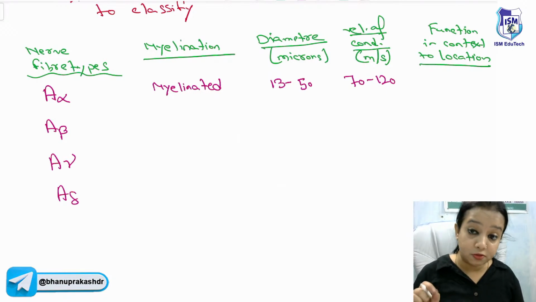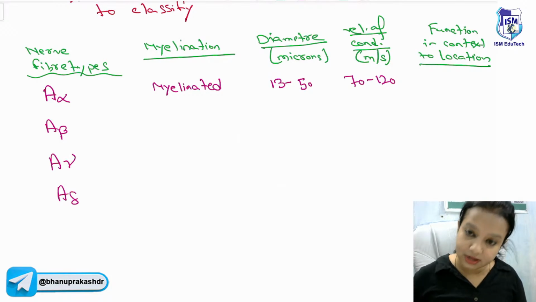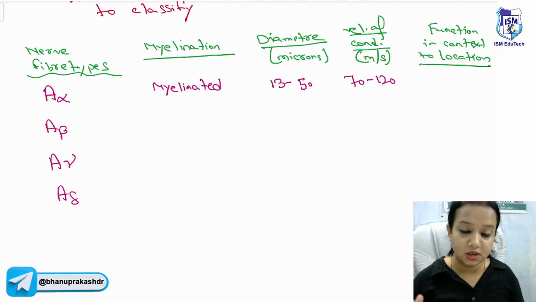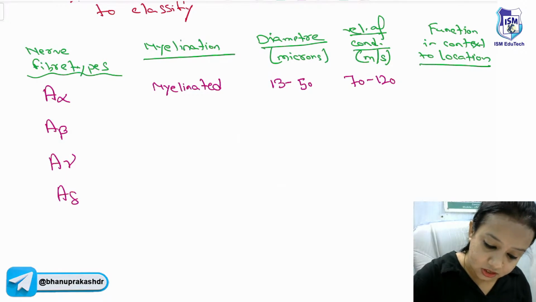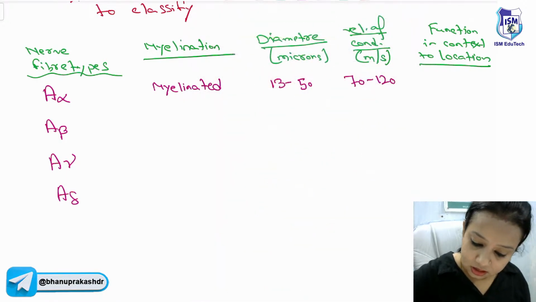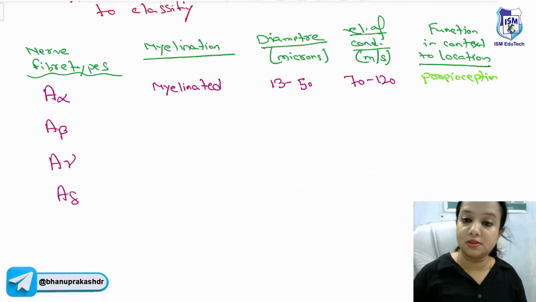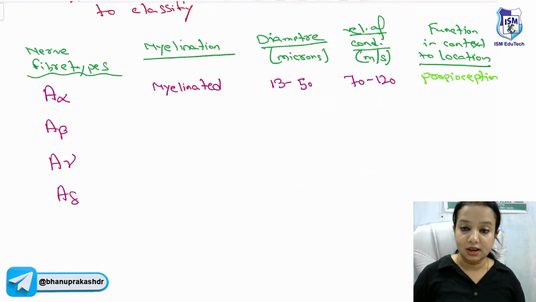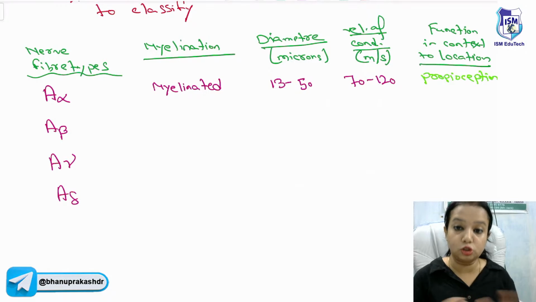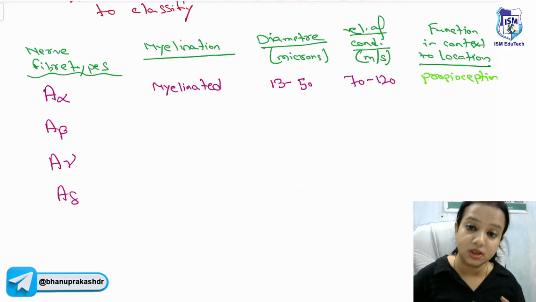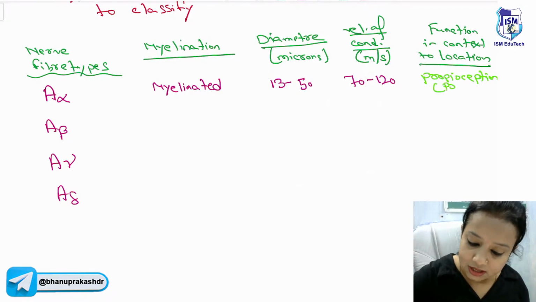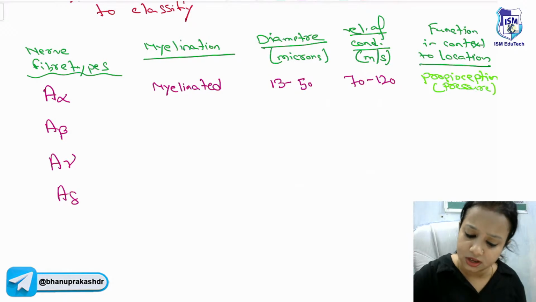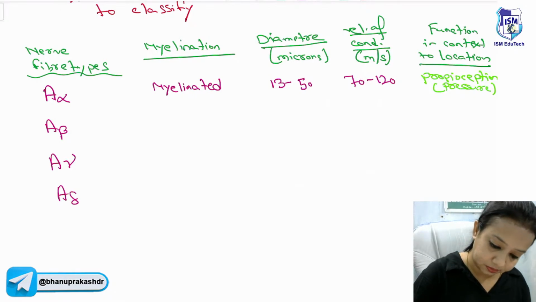Now, what is the main function of this nerve fiber? What type of impulse does it transmit? It is mainly concerned with proprioception. Proprioception means the feeling of position, like the person is able to feel where the joints are. The feeling of position while doing a function is called proprioception. This roughly comes under the criteria of pressure. So we can remember A alpha for sensing pressure.